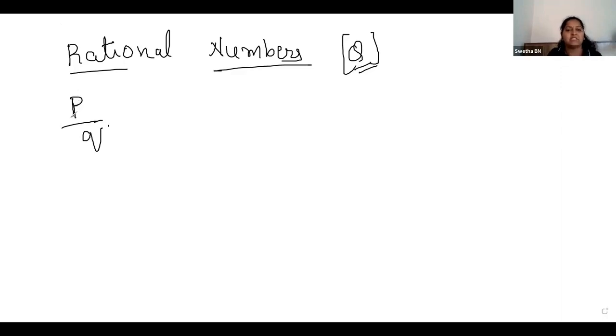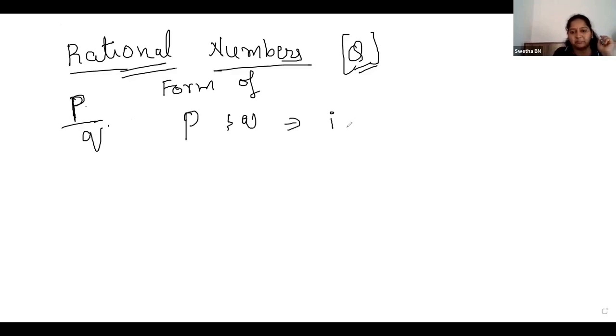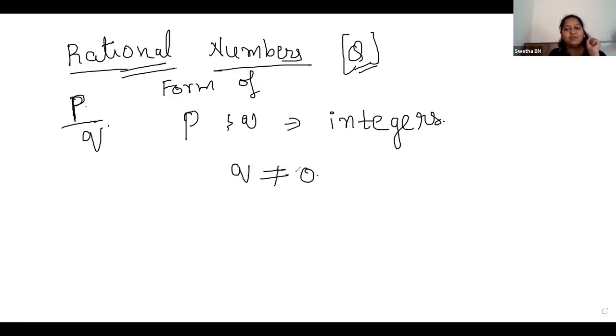So the numbers which are in the form of P by Q, we call rational numbers. And there are some conditions here. See, what are P and Q here? P and Q are integers. P and Q will be some integers. And what is the condition? Q should not be equal to 0.